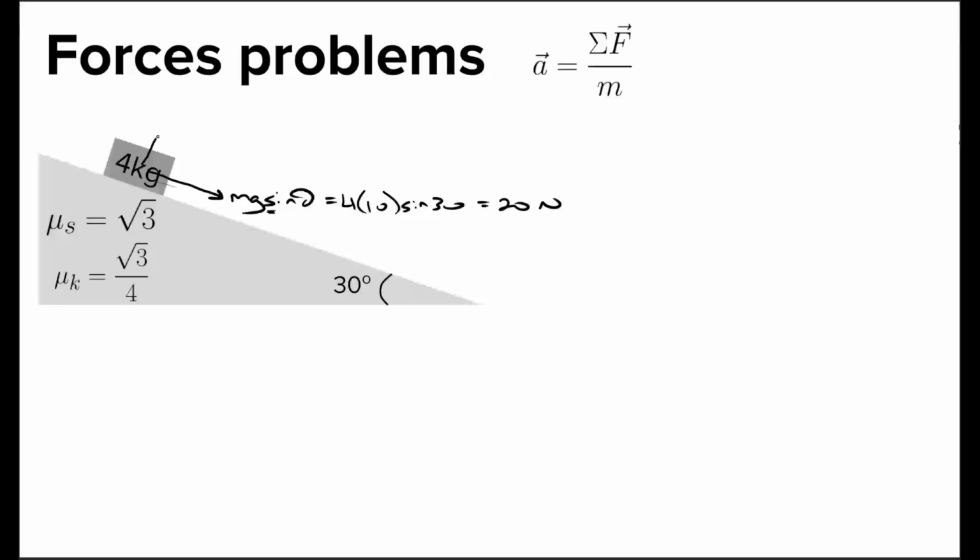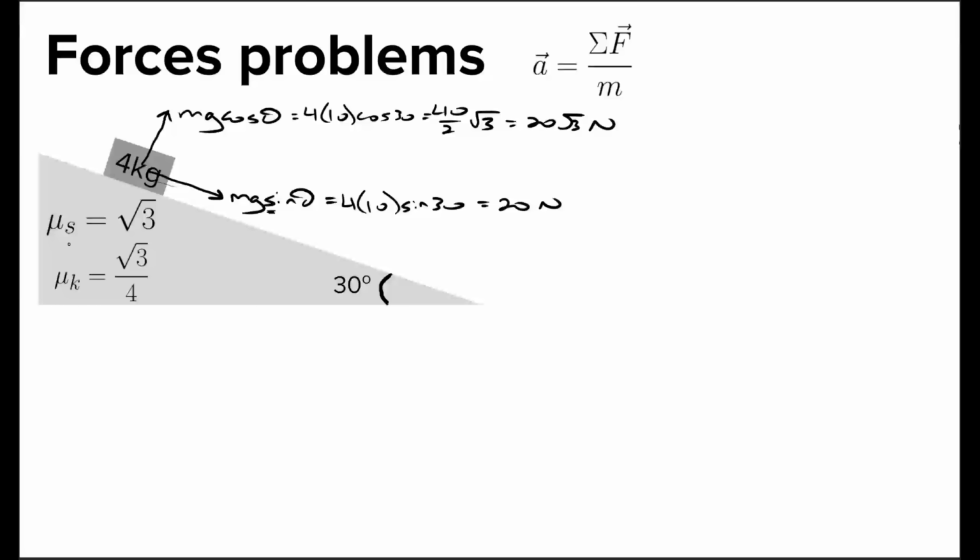What about the normal force? If I wanted the normal force, that's also mg, but this one's cosine of theta, as long as you're talking about this theta right here of the ramp's angle with respect to the horizontal. So that's going to be 4 times 10 times cosine of 30. Cosine of 30 is root 3 over 2, so that's going to be like 40 over 2 times root 3. We can call that 20 root 3 newtons.